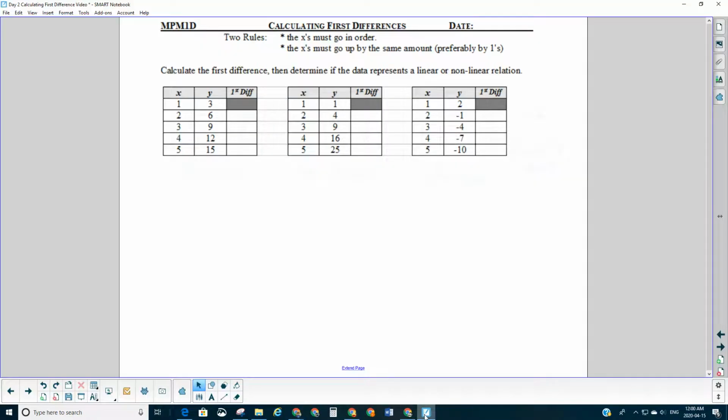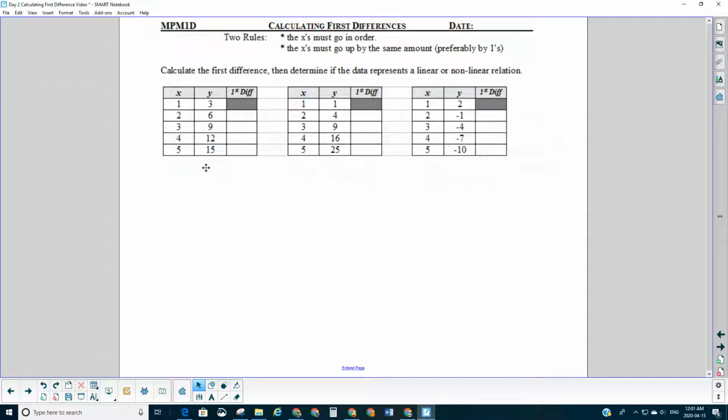So let's go back to what we're doing. I'm going to do it by hand here and then go and fill it in on our worksheet in a moment. So we're going to look at this abstractly. So this X and Y, it could be time and speed or distance or something, but it doesn't matter. All we care about is this relationship, is the data represented a linear or a nonlinear one? Now, there's two rules. When we're comparing first differences and calculating first differences, the X's must go in order. So if they're all scattered about, you can't tell what the jumps are. You have to be able to have it in order. And the X's must go up by the same amount, preferably ones. If they don't go up by the same amount, the jumps won't make sense.